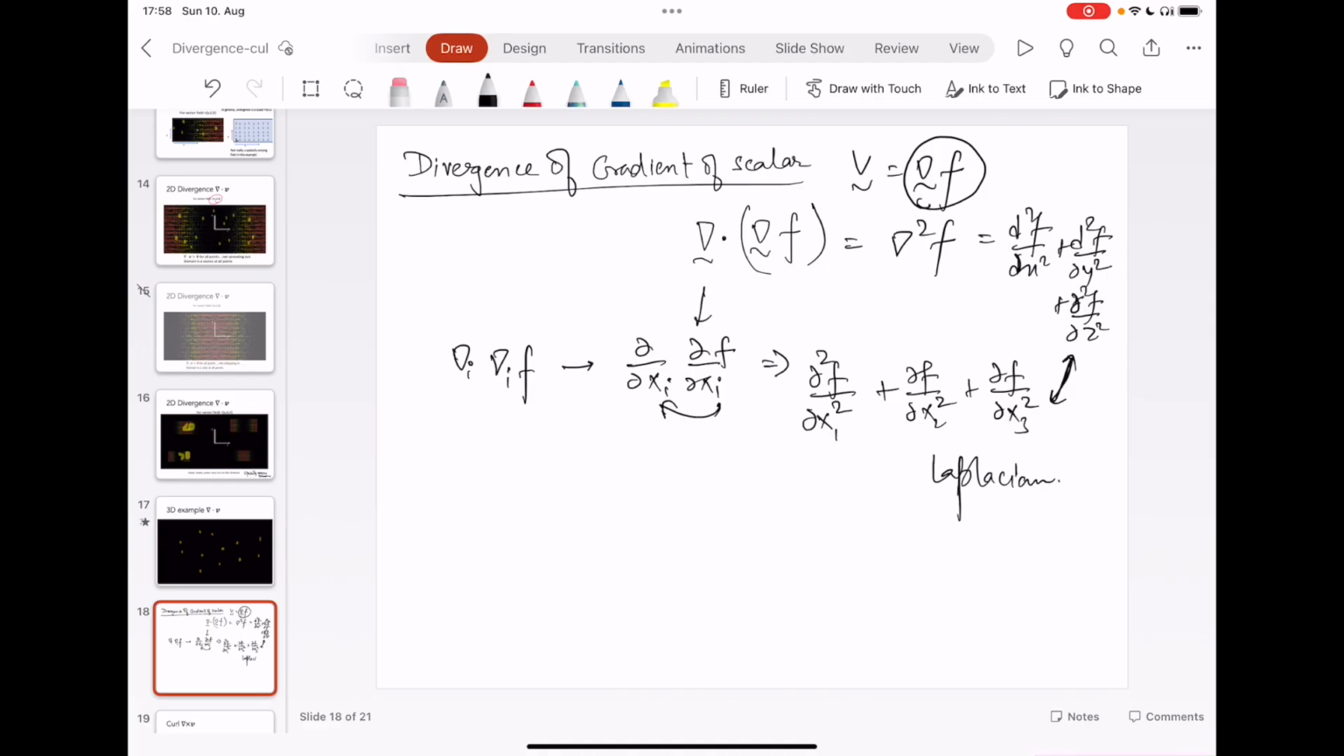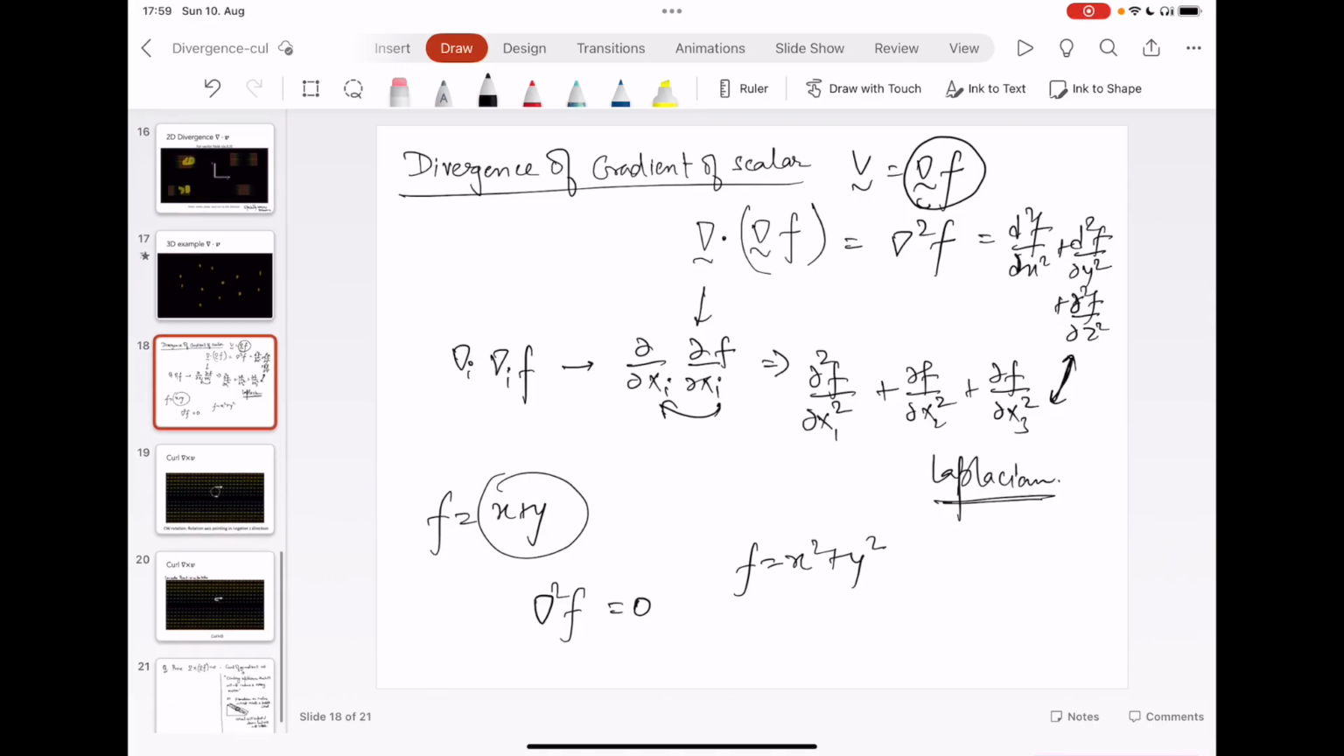What does this mean physically? It tells you how much curvature there is in the flow field. Oh, sorry, how much curvature there is in the scalar field. Take the example of f equal to x plus y. Of course, it will have no curvature. It is a linear field. So if you calculate del square f, it's going to be 0 because it's linearly increasing. So there is no curvature. But if you take the example of x square plus y square, then you're going to find the curvature, right?